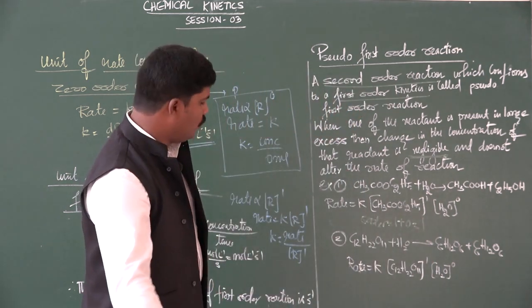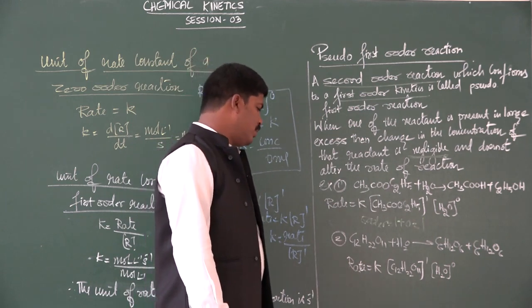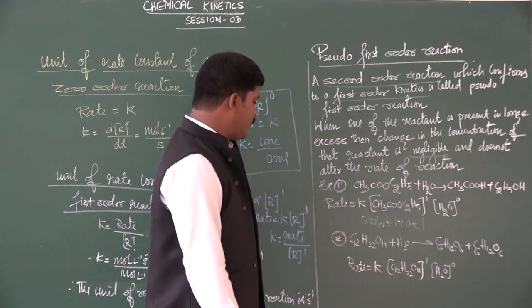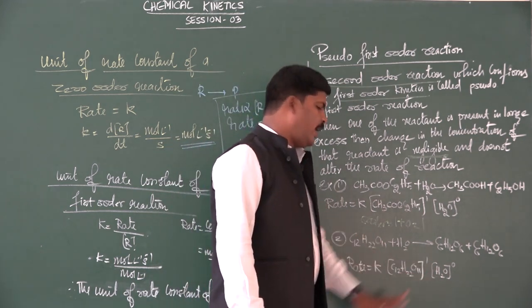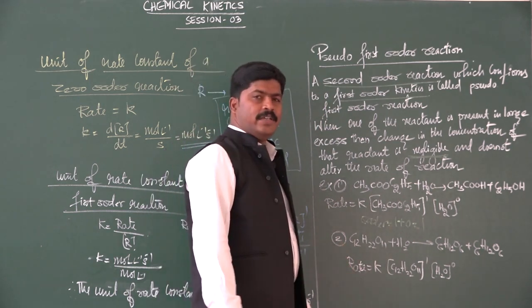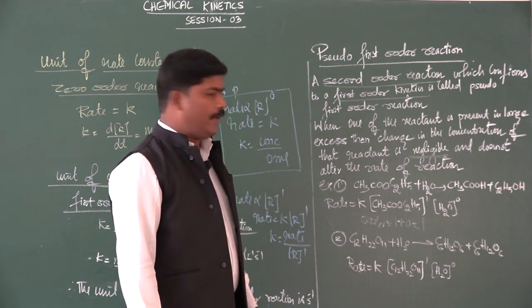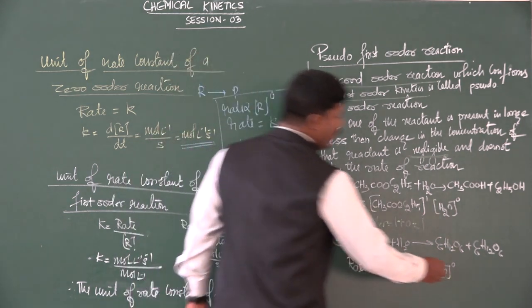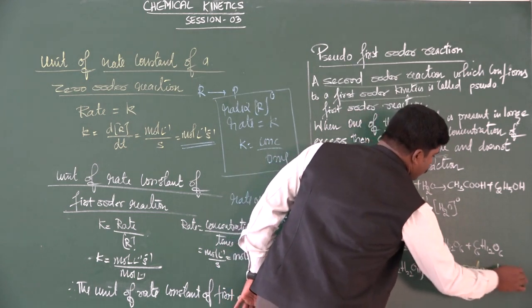Similarly, when I take sucrose, C12H22O11, plus water, it forms glucose and fructose. Now what has happened? In this reaction, rate is equal to K [C12H22O11] to the power 1 [H2O] to the power 0. That means when I write the rate, that is K into [C12H22O11], we write the order is equal to 1 plus 0, that is equal to 1.